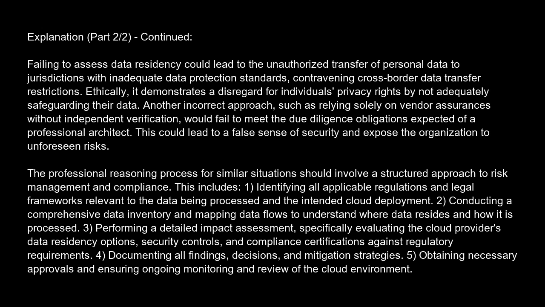This includes: 1. Identifying all applicable regulations and legal frameworks relevant to the data being processed and the intended cloud deployment. 2. Conducting a comprehensive data inventory and mapping data flows to understand where data resides and how it is processed. 3. Performing a detailed impact assessment, specifically evaluating the cloud provider's data residency options, security controls, and compliance certifications against regulatory requirements. 4. Documenting all findings, decisions, and mitigation strategies. 5. Obtaining necessary approvals and ensuring ongoing monitoring and review of the cloud environment.